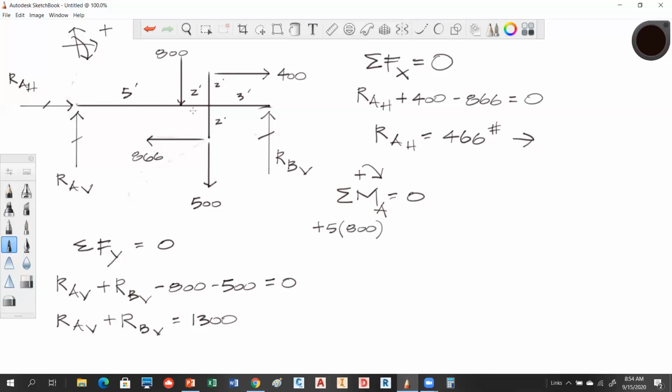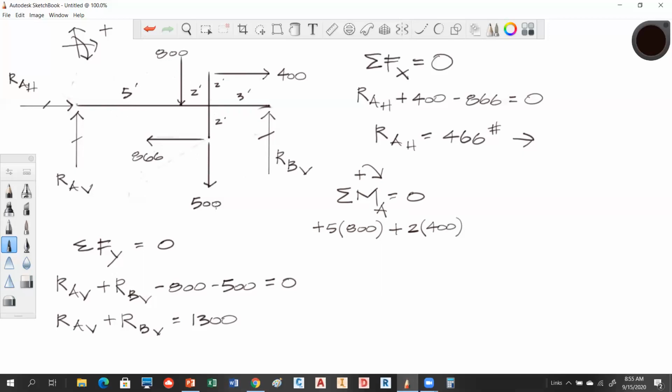Okay. So for this one right here, this one's tricky. A lot of people would tend to call this 7 feet, but it's really 2 feet. If you take this guy's line of action over here, it's 2 feet. So this would be 2 feet times 400, and that's also tending to turn this guy clockwise. So that's going to be plus 2 times 400. That really tends to be the hardest kind of thing you deal with there.